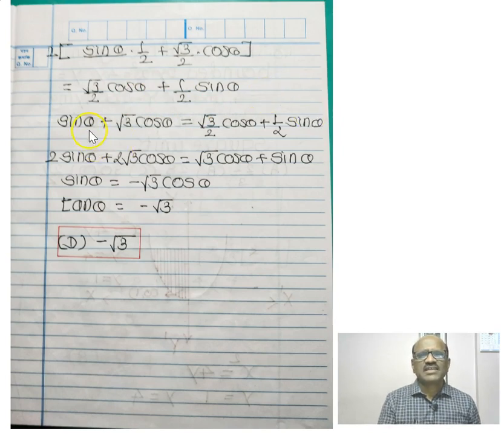On one side the sine function, and on another side the cosine function. Now here is sine theta and 1 upon 2 sine theta, that is 1 minus 1 upon 2. Or here, first of all multiply on both sides by 2. Then you will get 2 sine theta, 2 root 3 cos theta plus root 3 upon 2, 2 gets cancelled. That is root 3 cos theta plus sine theta. That is sine theta is equal to minus root 3 cos theta, and tan of theta is equal to minus root 3, and hence option D is the correct one.